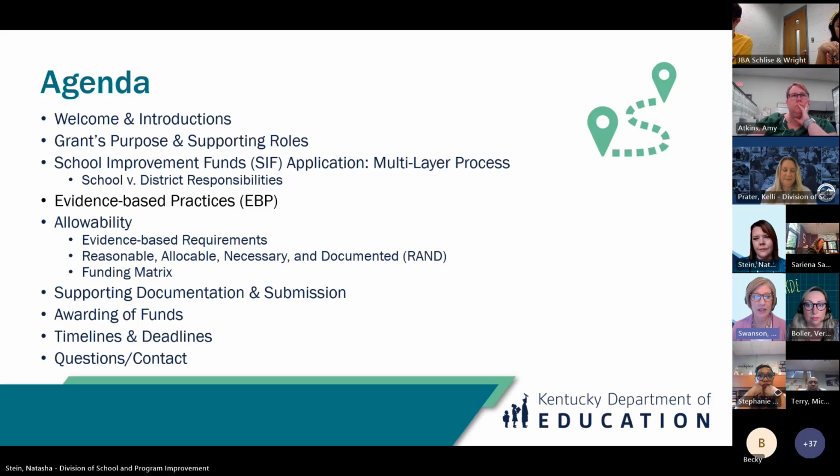We'll go over things related to allowability of certain resources. Those will need to be aligned to the evidence-based requirements. We'll talk about resources and expenditures being reasonable, allocable, necessary, and documented, which if you're familiar with Title I, you recognize those as the RAND criteria. We will also mention the funding matrix that goes along with these funds that gives you an idea of the types of budget codes that could be allowable within this particular application. There will be some different supporting documentation involved in submission, so we'll talk about those and the whole submission process. We will let you know the plan for awarding funds, and some of the timelines and deadlines of the process.